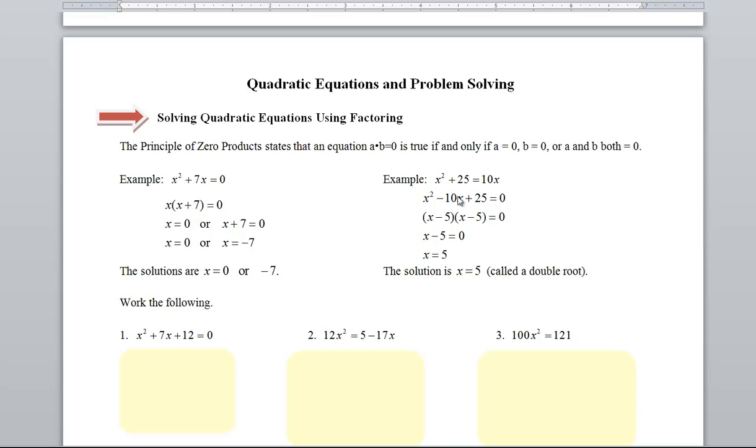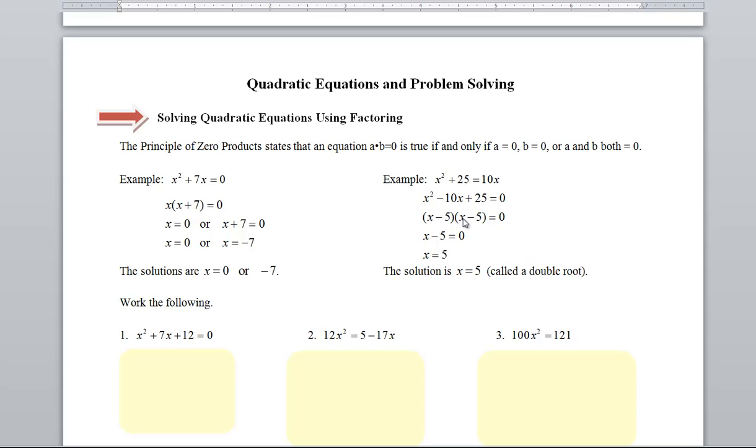In this problem, I've got x squared. I need to move the 10x over to get it in descending order, and put it where it needs to go. So I've got x squared minus 10x plus 25 is equal to 0. This is one of the nice kinds. My a value is 1. So if I split 25 up, I have 5 times 5. But if you remember, I need to match this sign and number exactly. So my values would be negative 5 and negative 5.